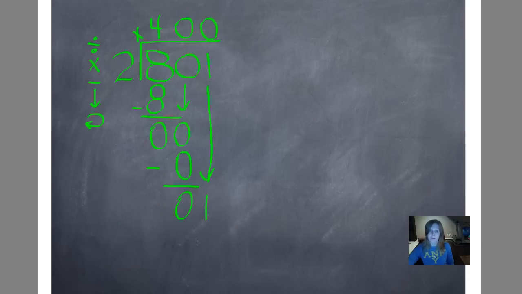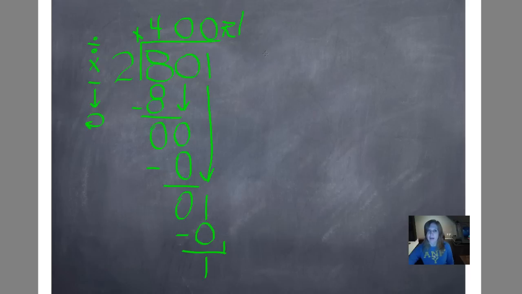2 times 0 is 0. And now I'm ready to subtract. 1 minus 0 is 1. Now I'm ready to bring down, but I don't have any more numbers to bring down, and I have a roof over every room in my house. So my 1 down here, not there, not that mark, this mark, becomes my remainder. It's written after my roof. Remainder 1.